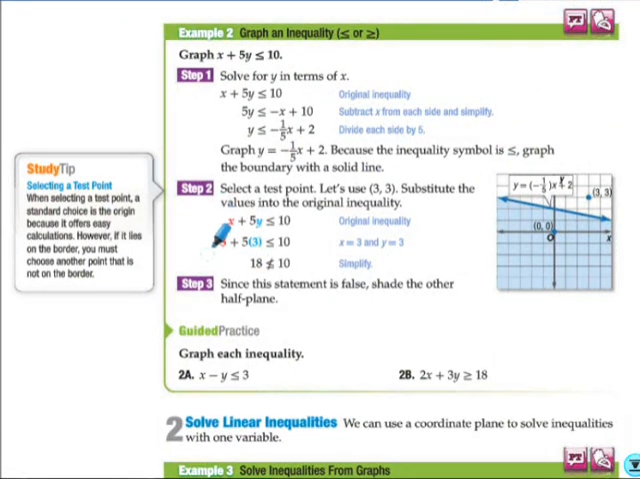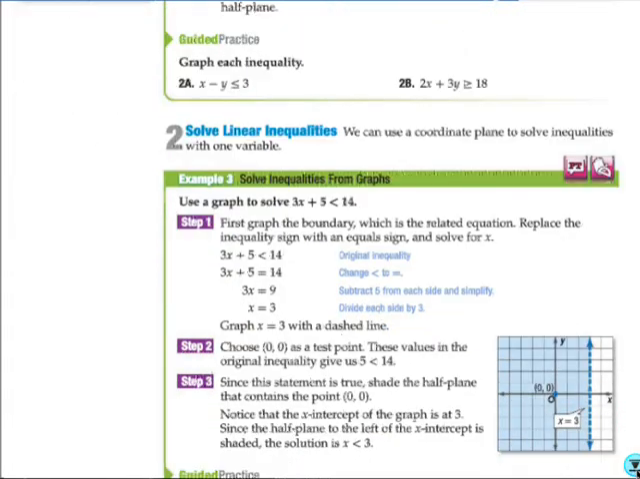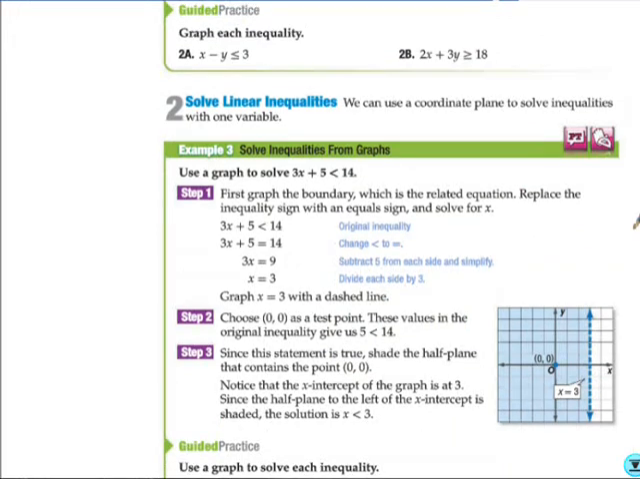Same exact rules if it's greater than or equal to or less than or equal to. We solve for y, so you've got to get y by itself. So that can get harder depending on the problem. All right, so here we end up with y is less than or equal to negative 1/5 x plus 2. We graph that. The line is solid. We choose a test point and we shade. Again, same concepts. And no big deal as long as we can get the y by itself and all that.